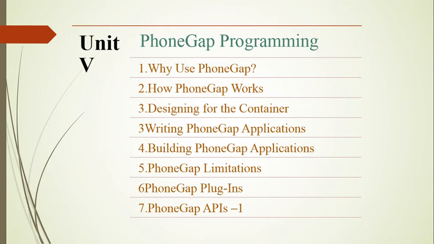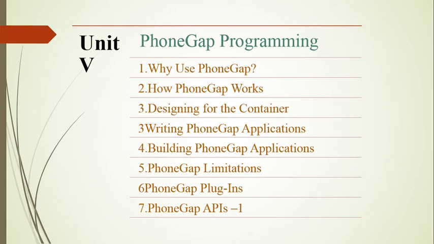PhoneGap programming limitations. There are some limitations for PhoneGap programming, for example, data processing, background processing, access to advanced native functionality, complex business logic, and advanced graphics. Then PhoneGap plugins. Plugins provide access to device and platform functionality that is available to web-based apps.